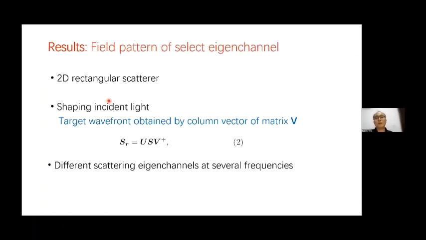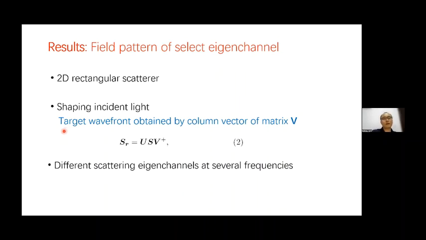So from the above results, we see wavefront shaping can be used to control light scattering of both the 2D nanoparticle and the 3D nanoparticle. But previously, we focused on the far field. Sometimes people are interested in the field inside or around a nanoparticle. For this reason, we calculate the field patterns of different eigenchannels. So in this case, we control the wavefront of incident light and couple the light to a particular scattering eigenchannel.